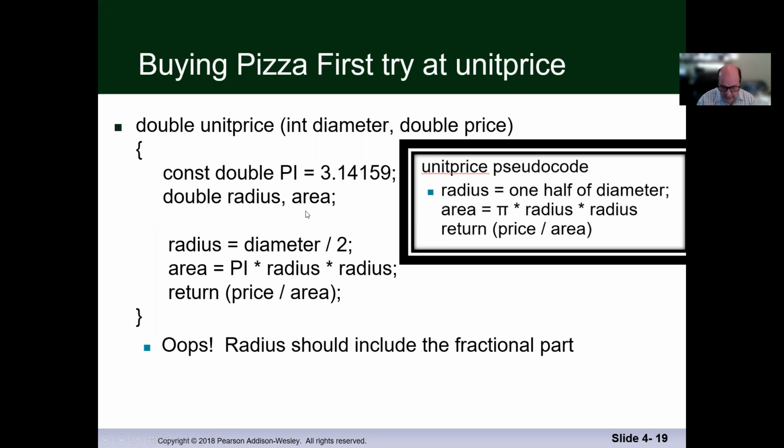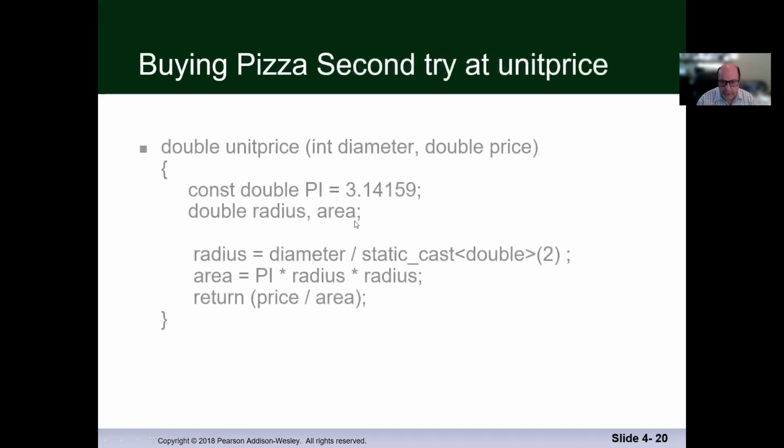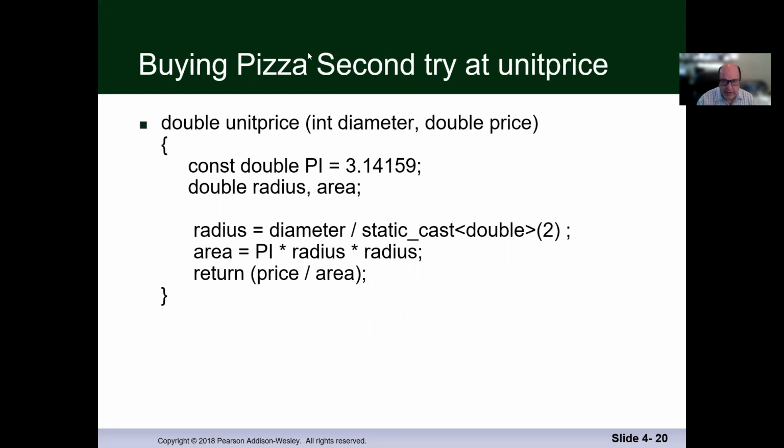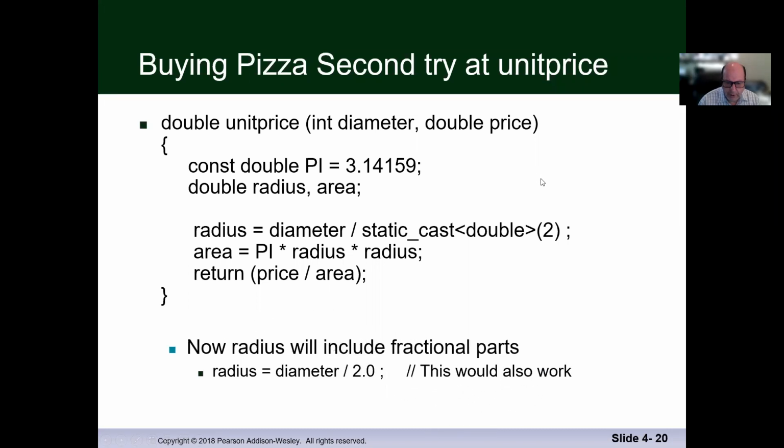We talked about typecasting in previous sections. So one way of fixing it is through typecasting. We can typecast to double, either the 2 or the diameter. We can do it that way. Or what we can do is I can just change the 2 to 2.0. I don't like to type that much, so this would be my preferred way of doing it. Instead of using all this typing, I would just use 2.0.